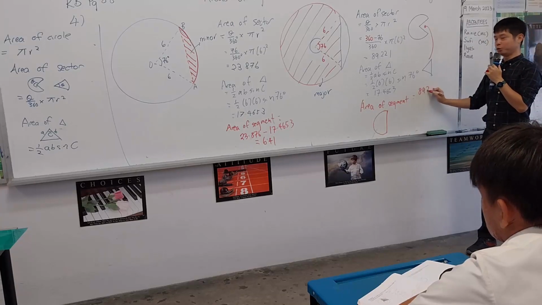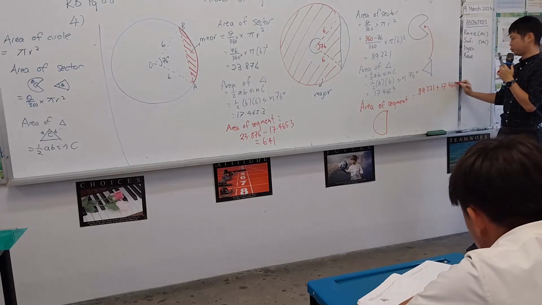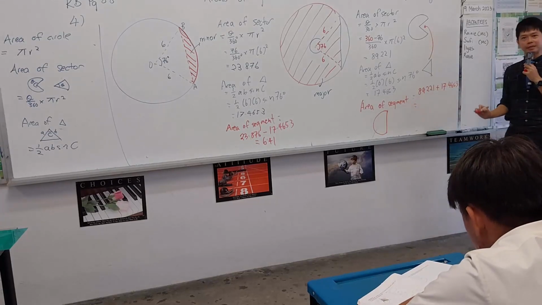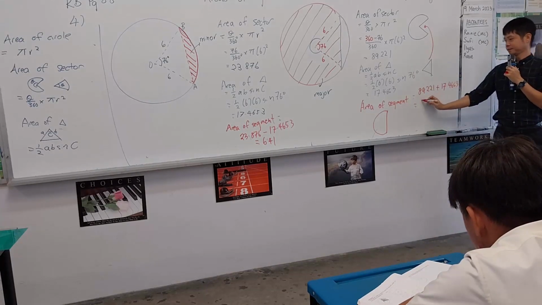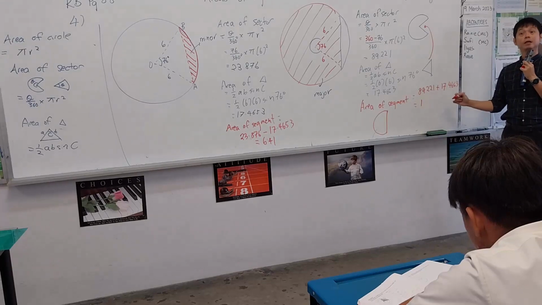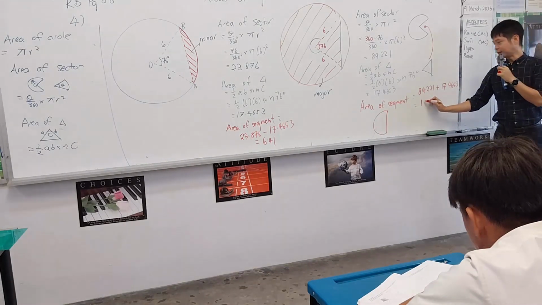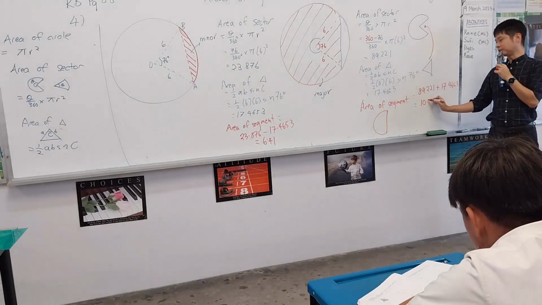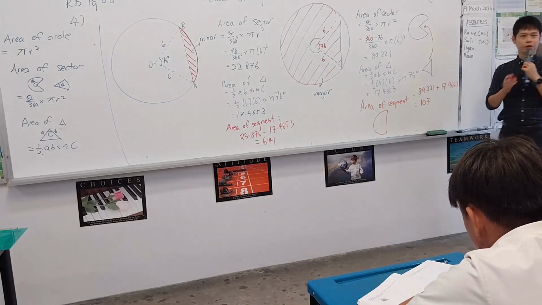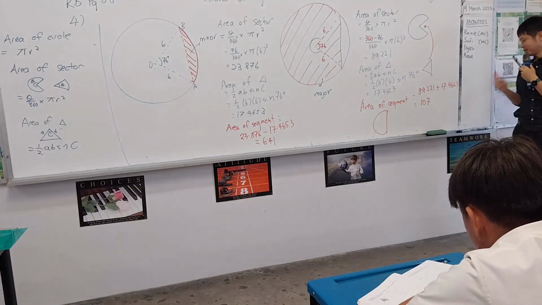So 89.221 plus 17.4653. Can someone help me please? The answer is 106, is it? Okay, so it's 106.683, so it's 107. Alright, can we stop the video? Someone can. Okay, thank you.